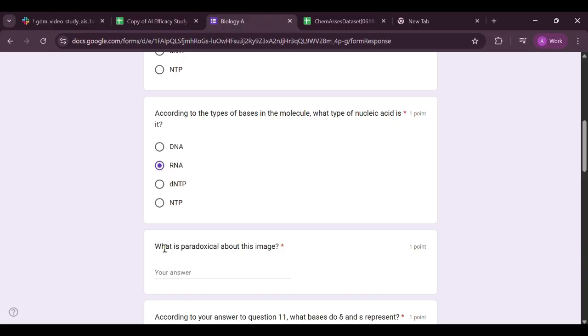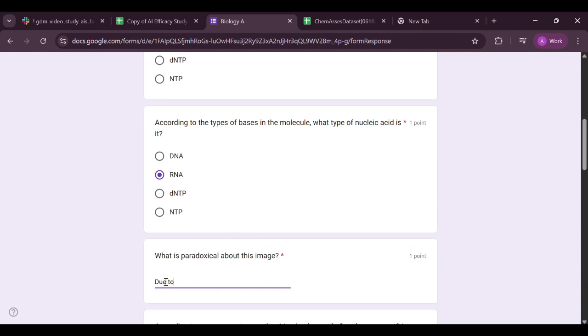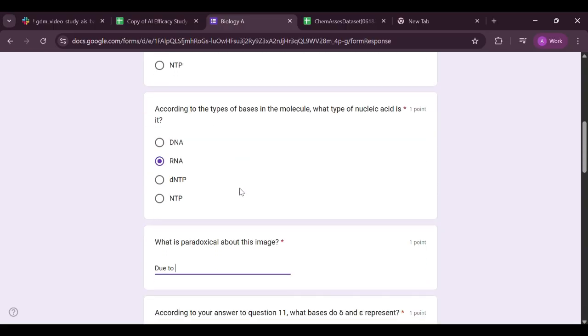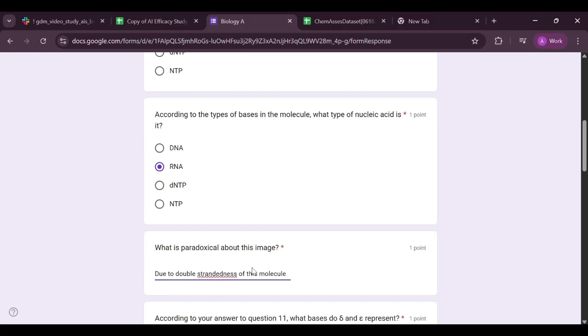So what is paradoxical about this image? The paradoxical thing about this image is that due to the double stranded nature of the molecule, the molecule is DNA, but due to the presence of the uracil base, it is RNA.